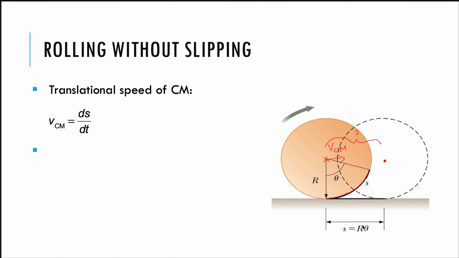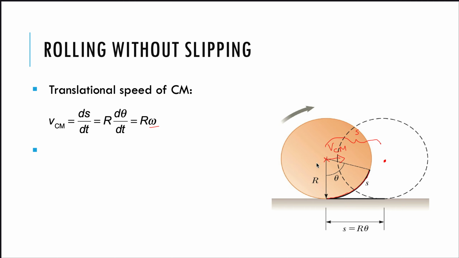We know that the arc length is defined as the radius times the angle. So we can plug r theta into our ds here, and we end up with r taken out of the derivative, r times d theta over dt. The derivative of theta with respect to time is the angular speed. So the velocity of the center of mass is r omega. Does that look familiar? It should.